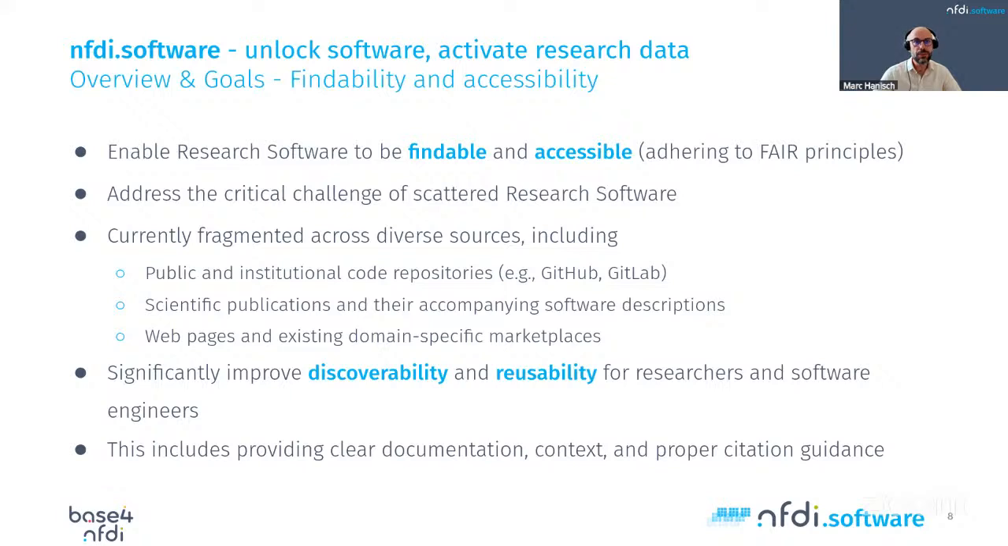So both of them have a motivation to find software or make it findable. But finding research software is a major hurdle today. You will find it listed within scientific publications, located in various public and institutional code repositories like GitHub or GitLab, or simply listed on project web pages. This fragmentation makes it incredibly difficult for scientists and developers to discover and evaluate the right tools for their specific research questions. nfdi.software tackles this challenge by significantly improving discoverability and usability.